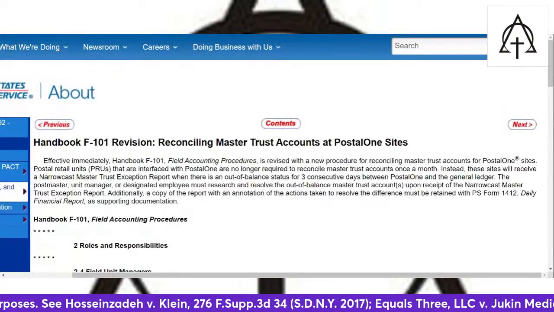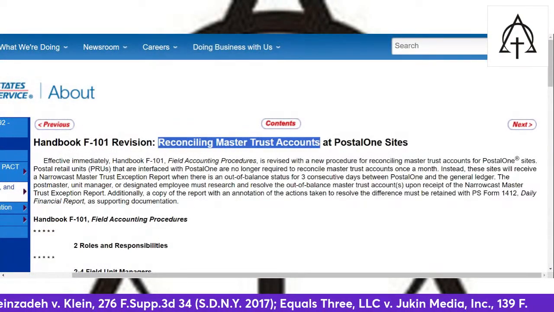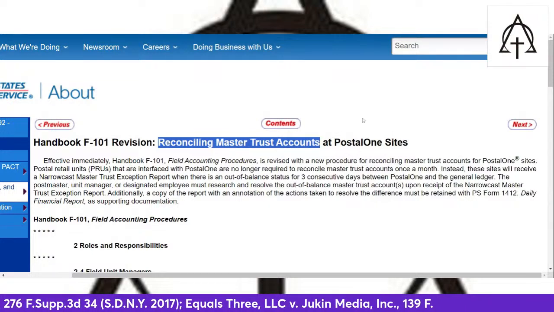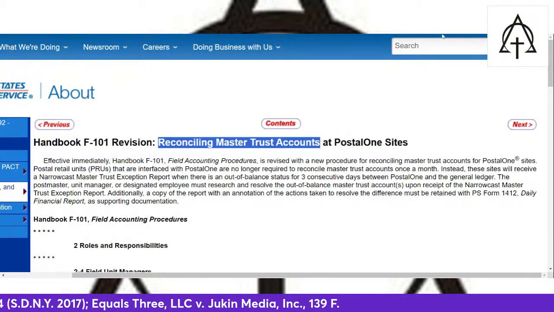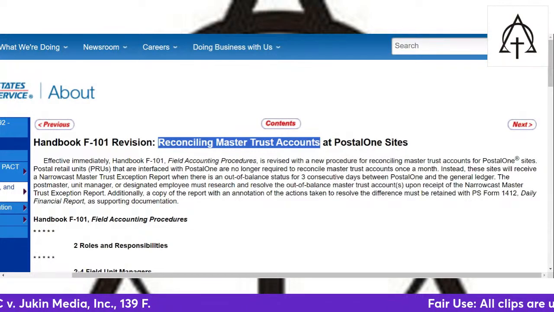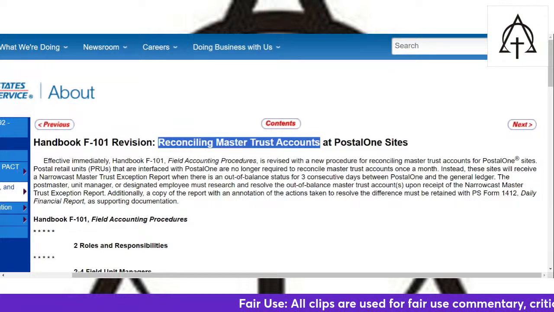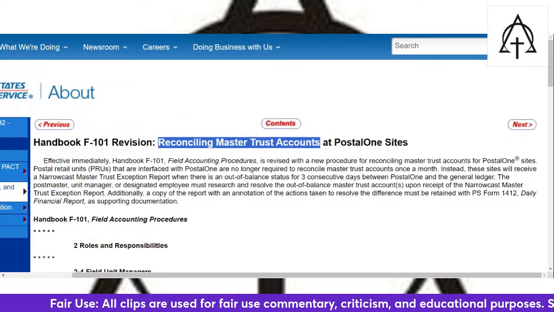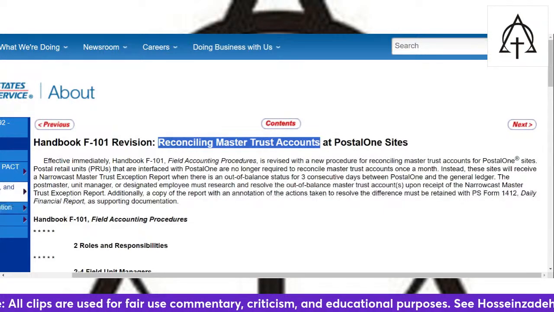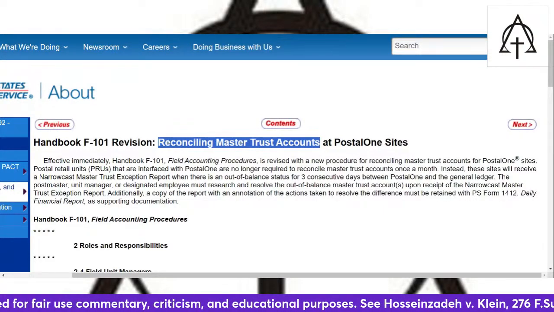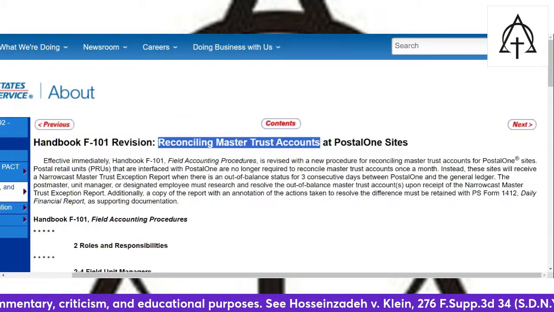So this is going to tell you specifically what goes on with the reconciling and master trust accounts. And I don't have one of those yet. I do have the enterprise payment systems account through the Postal Service, but I do not have the Postal 1 master trust account set up yet. That will hopefully be coming soon with my initiation of the forensic audit. We'll see.